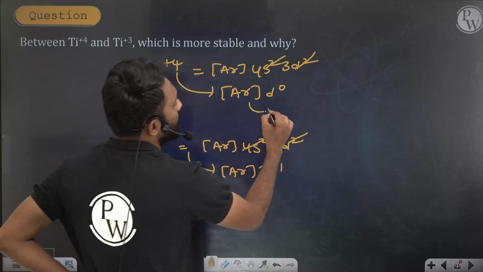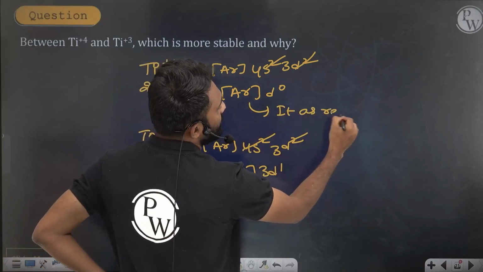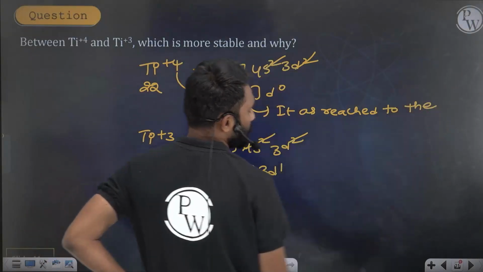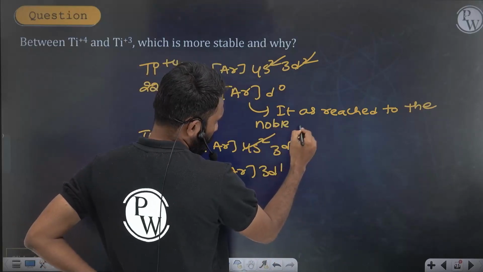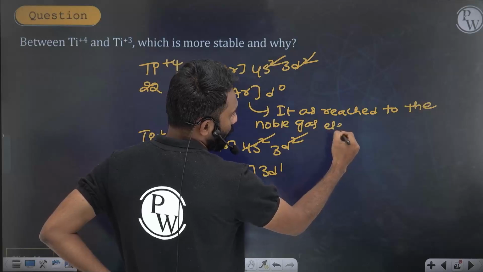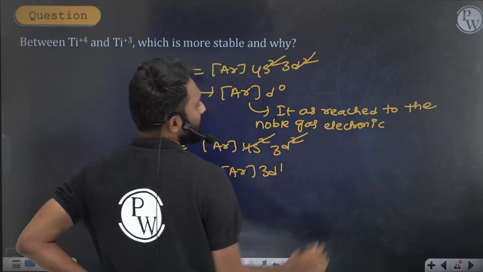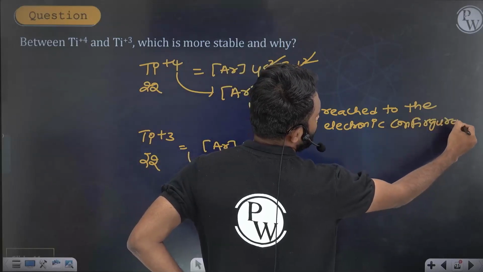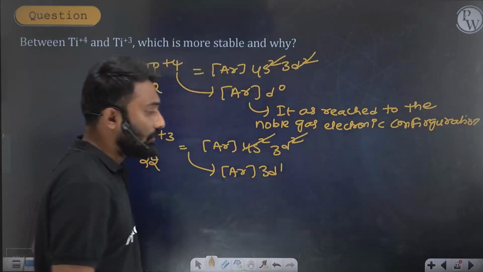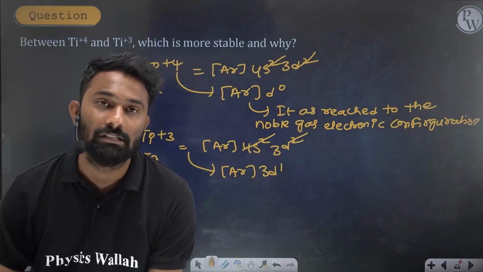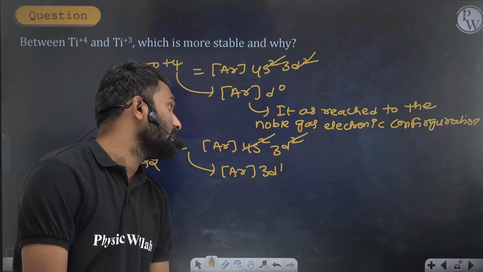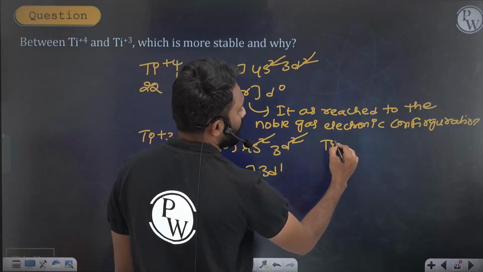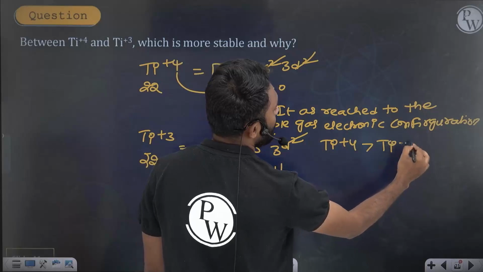Titanium plus 4 has reached the noble gas electronic configuration. It has reached the noble gas electronic configuration. Therefore this is more stable. Ti plus 4 is more stable than the Ti plus 3.